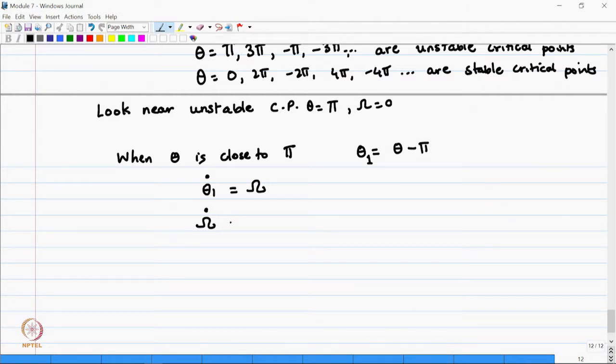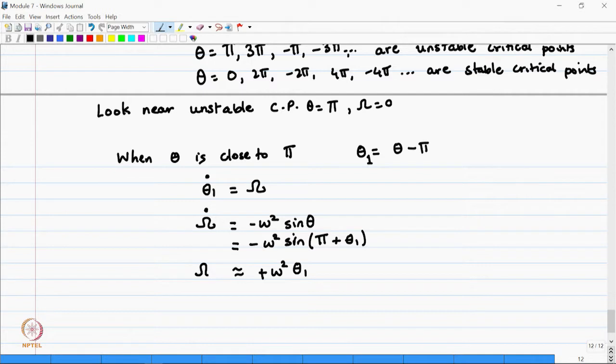Now omega dot was given by minus omega square sin theta. So this is approximately equal to minus omega square times sine of pi plus theta 1, for small theta 1. So this goes as plus omega square theta 1.